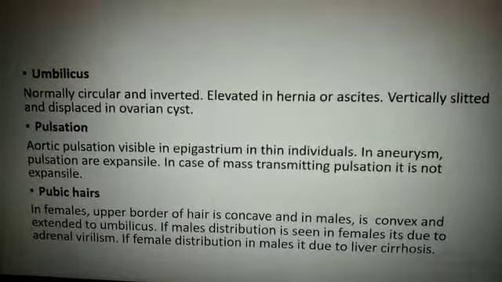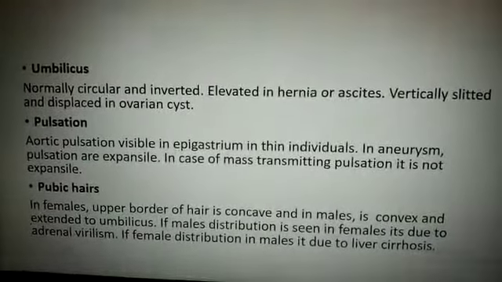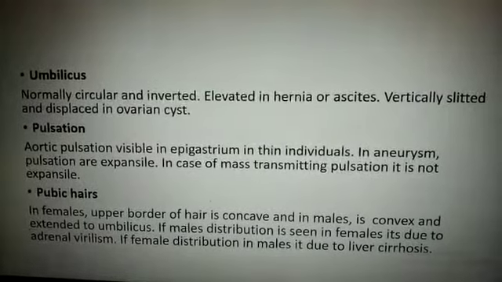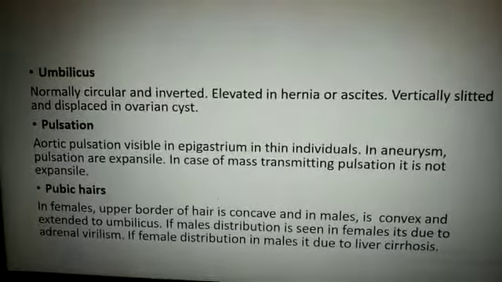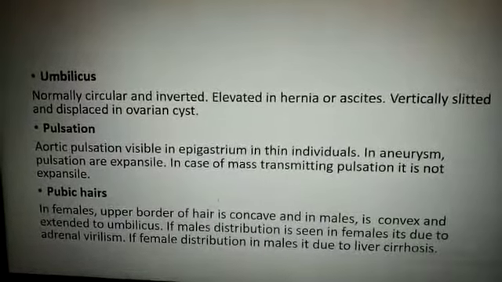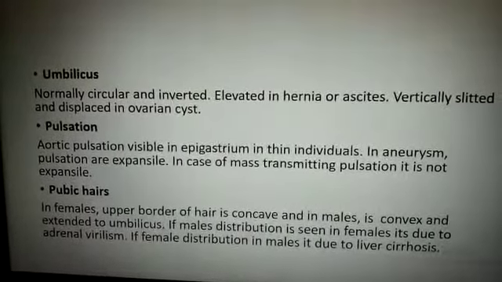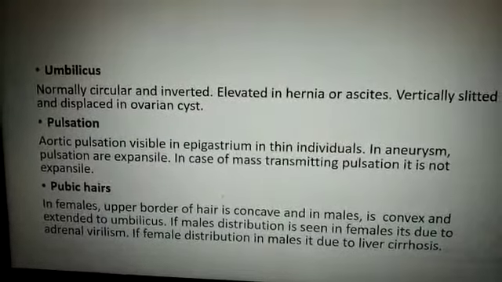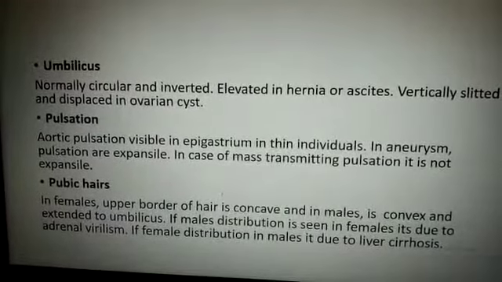Then pubic hairs. In females, the upper border of hair is concave, and in males it is convex and extends to the umbilicus. If male distribution is seen in a female, it is due to adrenal virilism. If female distribution is seen in males, it is due to liver cirrhosis.